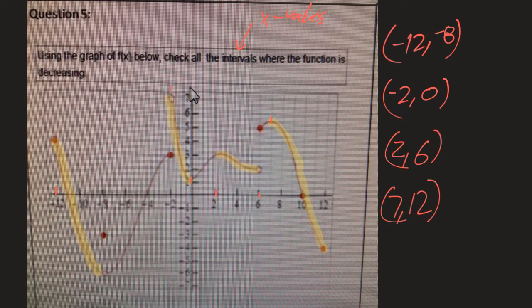If you ran into an answer choice where they were all put together, you would put that union symbol or the U in between each one, and go in order.